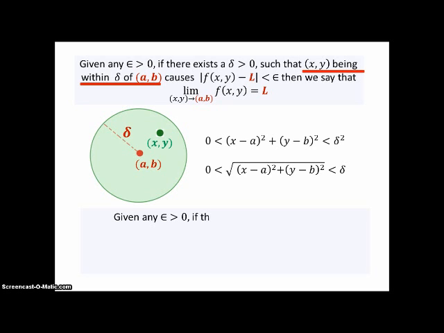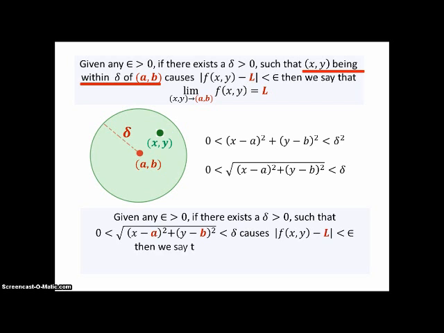So now we have, given any epsilon greater than 0, if there exists a delta greater than 0 such that (x, y) is close to (a, b), how close? Delta close. If that causes the function value, the z value, to be within epsilon of L, then we say that the limit as (x, y) approaches (a, b) of f of (x, y) is L. And so we've just replaced some English phrasing with a mathematical expression.